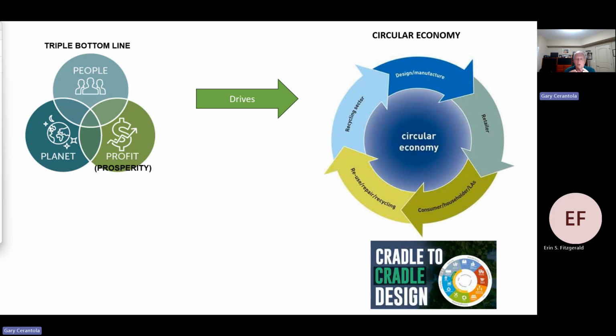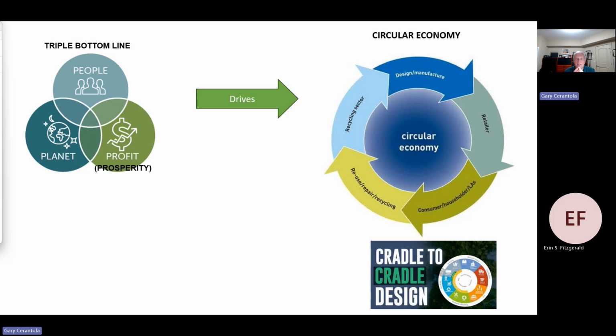And now we talk about cradle to cradle design. And that's the essence of circular economy. And the more that we can think that way, where it's incorporated right in the design and manufacturing, and then emphasized with the retailer and the consumer, and the reuse or repair or recycling, and the recycling sector, so that you get the most out of the materials, out of the energy that was put together to create that offering.